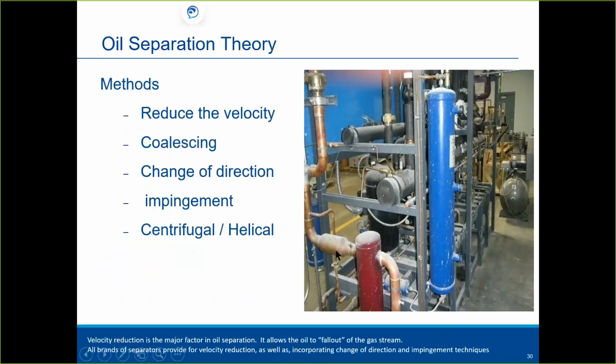This just shows us a picture we took out in the field of the oil separation. Some of the theories and methods are velocity reduction, coalescing, change of direction, and impingement, which means the oil might fall on a stainless steel mesh type screening device, and also centrifugal and helical. The velocity reduction is the major factor in oil separation. It allows the oil to fall out of the gas stream. All brands of separators provide for velocity reduction as well as incorporating change of direction and impingement techniques, okay?